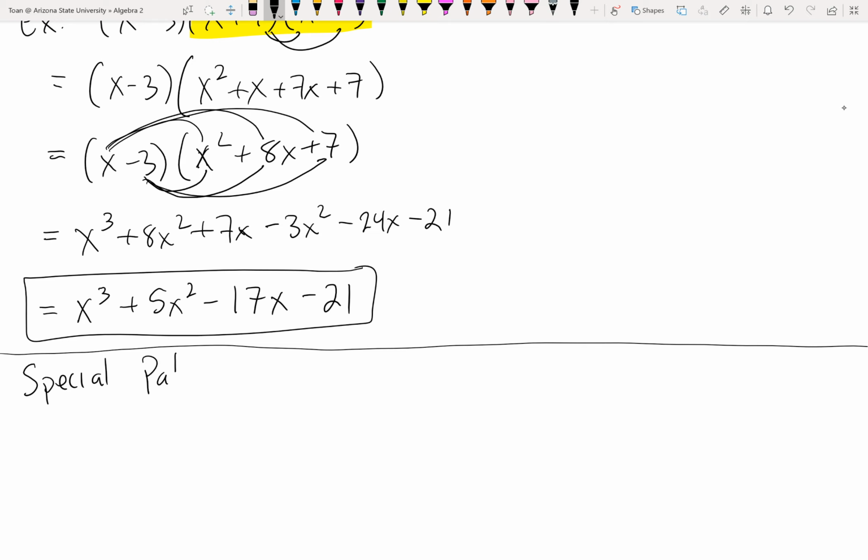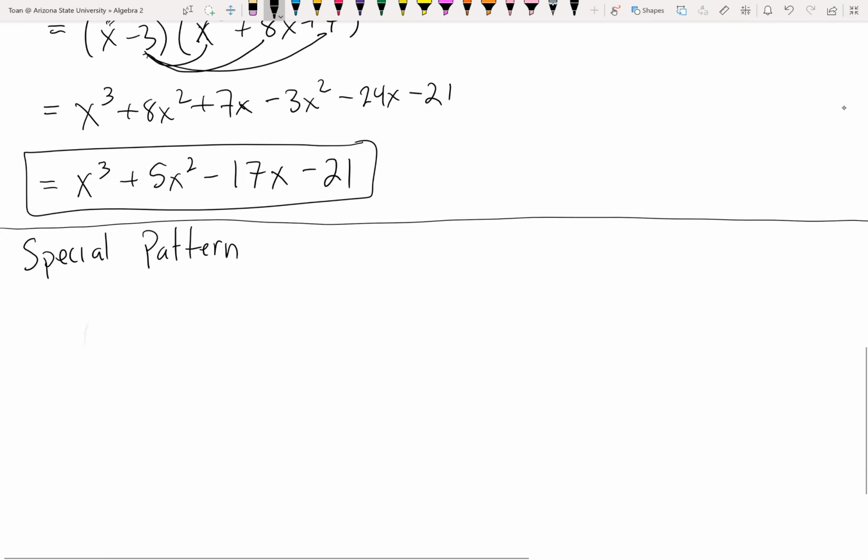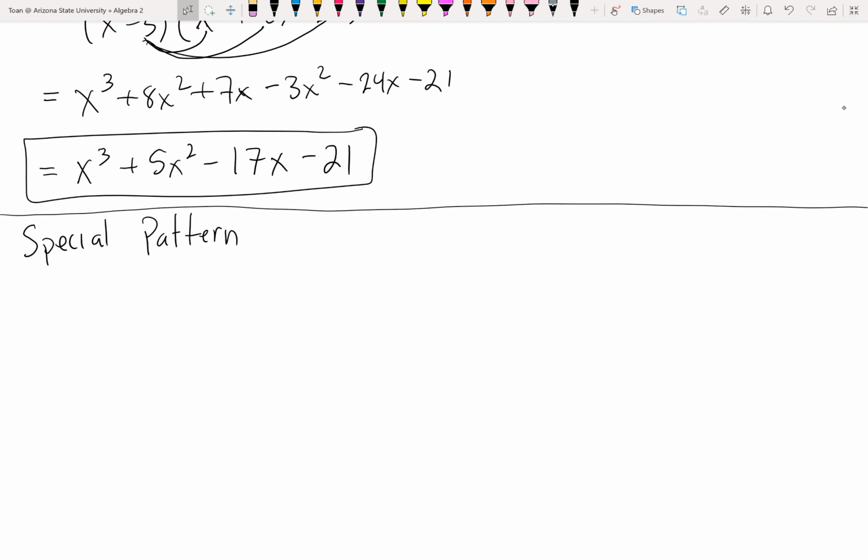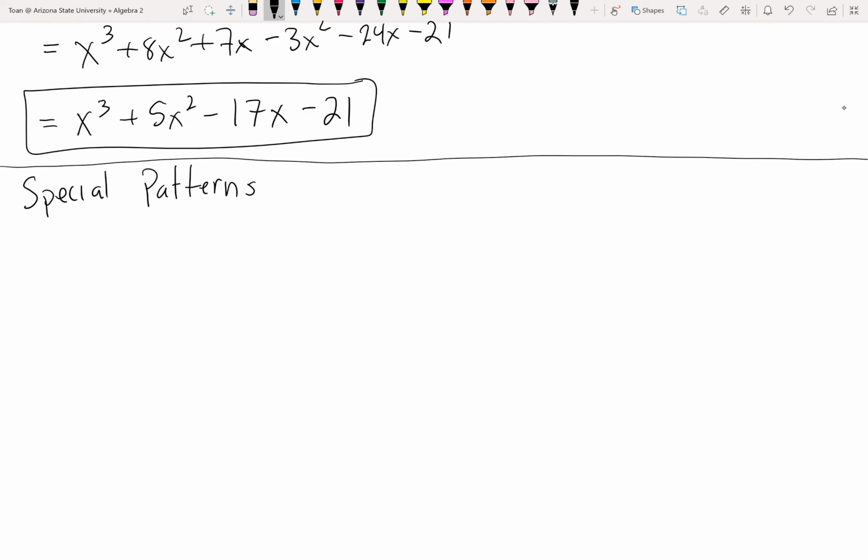Now, let's just say, on the day of the quiz or the test, you completely forgot these special patterns. Is it the end of the world? No, it just means you have to do the long way. But hopefully you can spot these special patterns to make life simple on yourself. Right? So what are some special multiplication patterns? Well, you have the product of conjugates. And we've already done this pattern.